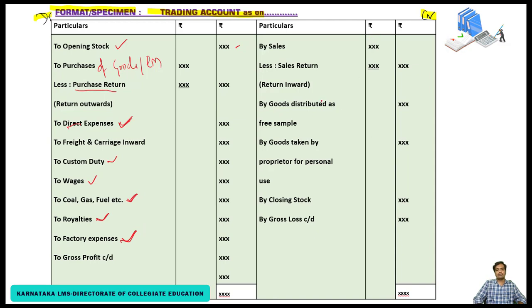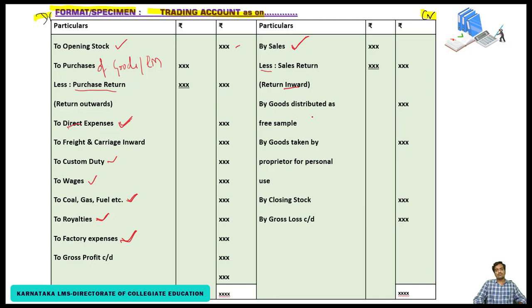And on the credit side, what are all the things that are to be recorded? So on the credit side, what things must be recorded? Firstly, sales that have taken place in a particular accounting year must be recorded over here. And sales returns must be eliminated. That is also called return inward.